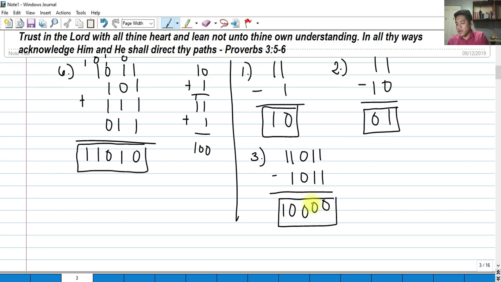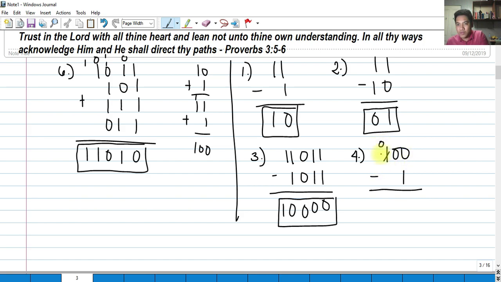Okay? So let's try another one. So number 4, 1, 0, 0 minus 1. We know that this would be 0 minus 1, that cannot be. And the next term is also 0. So this 0 should borrow first on the preceding digit 1 here in order for this 0 to borrow here. So what will happen?